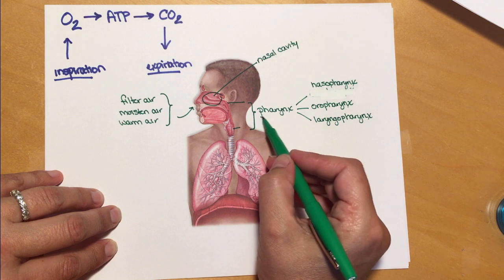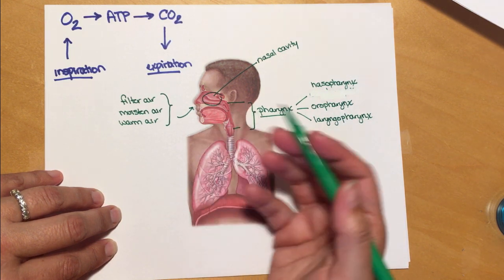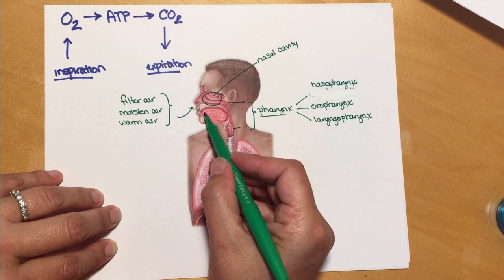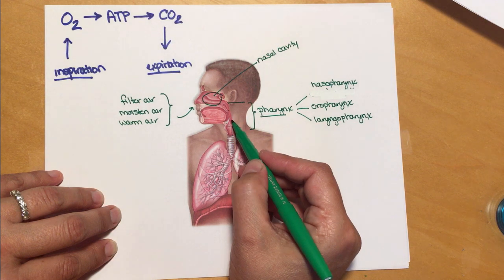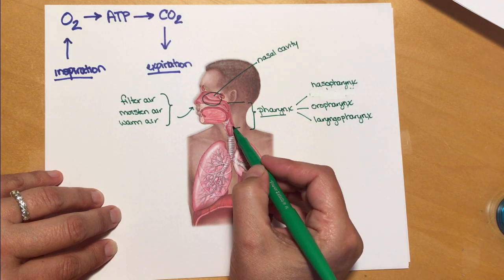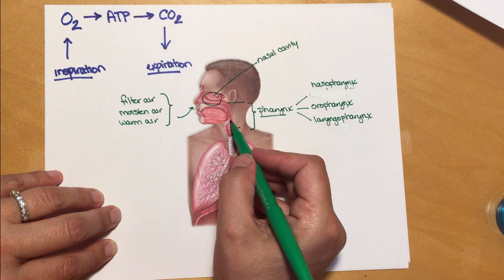So the pharynx is actually a shared space between the respiratory system, where we're breathing air in and out, and the digestive system, where we're eating food. And that food and air share this pharynx space. Down towards the bottom of the pharynx, the two things being brought in by those two systems have to diverge.